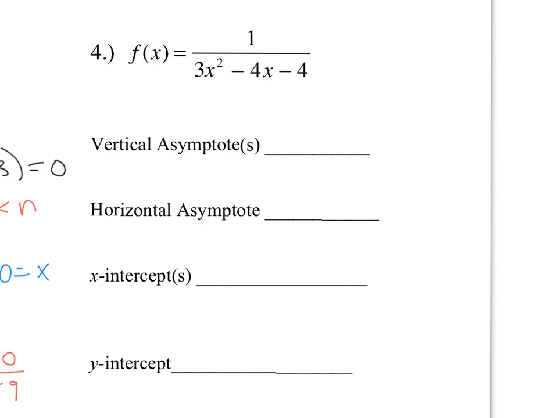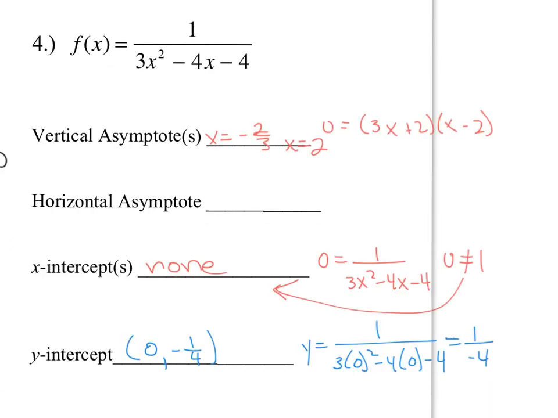For number 4, I'm going to have you do the same thing. The only one I'm going to go through with you after you're done is the horizontal asymptote. So go ahead and figure out the vertical asymptote. There will be 2 of them actually. The x-intercept and the y-intercept. And then when you come back, we'll do the horizontal together.